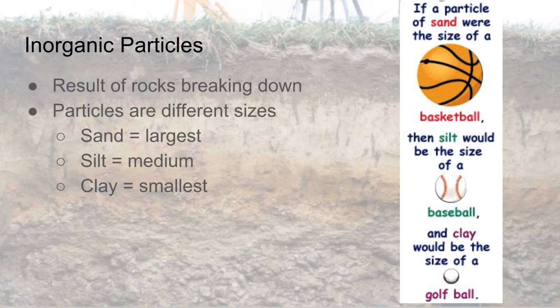So looking at inorganic particles, we're going to spend a couple of slides on this. Inorganic particles are either rocks or rocks that have broken down. The particles are different sizes, and the different sizes determine the characteristics of that soil. The largest particles, the least broken down ones, are sand, like you'd find at the beach. The medium-sized particles are silt, and the smallest are clay, like that red stuff that's always muddy. We're going to learn why it's always muddy.